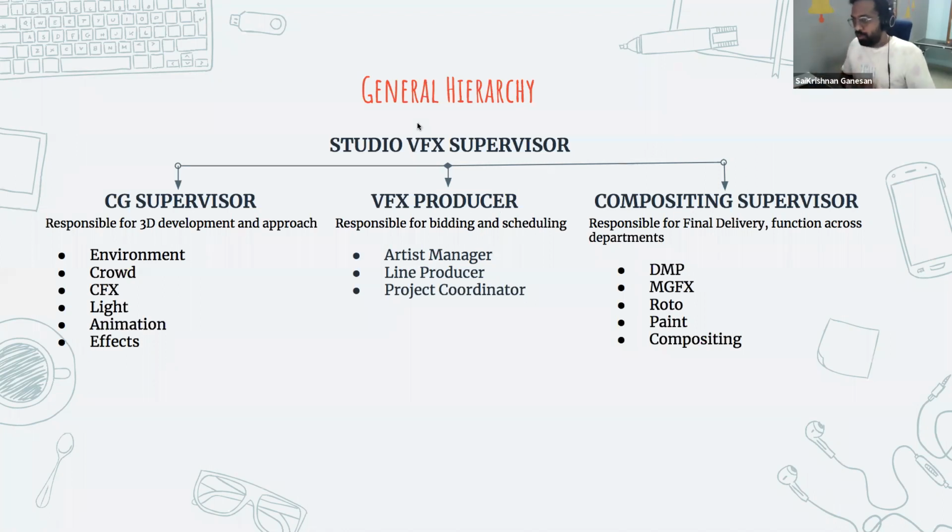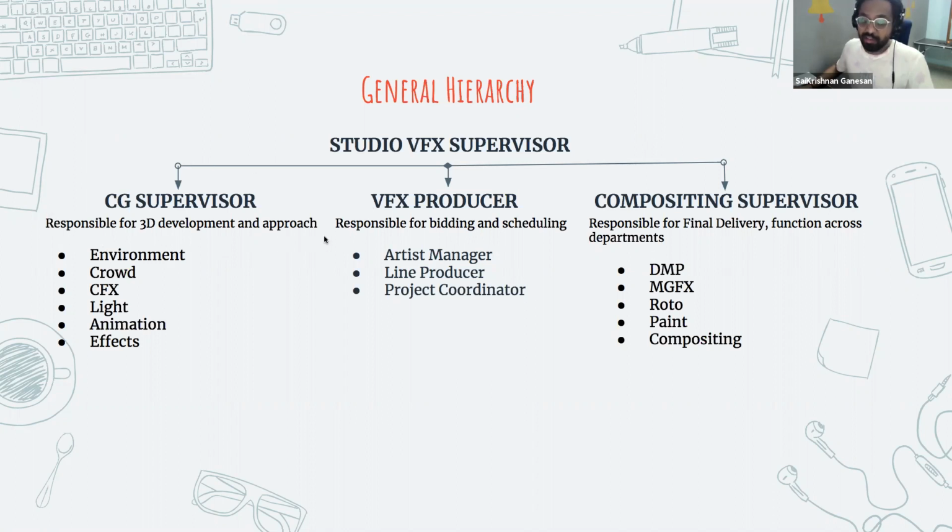So when you talk about the industry, there is a lot of hierarchy, and these are the general stuff. It starts with the client director, then we have a client supervisor, and then we have a studio supervisor. Under the studio supervisor, we have a CG supervisor, a VFX producer, and a comp supervisor. So these three will be mostly the directly contacting point with the VFX supervisor, right? So what happens with the CG supervisor? He is responsible for the 3D development and approach. It starts from modeling, texturing, shading, lighting, everything. He's going to be in charge.